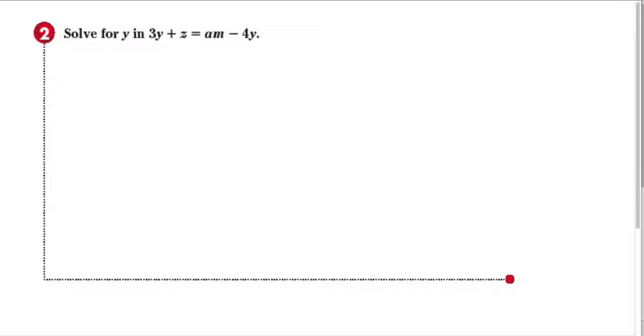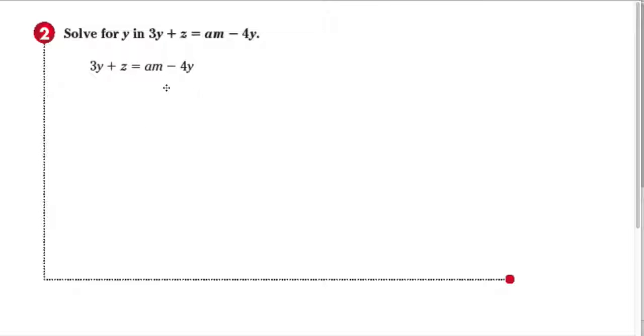Okay, let's take a look at example number 2. Solve for y in 3y plus z equals am plus 4y. Now we have a lot of variables, but we're only asked to solve for y. We have y here and we have y there. First and foremost, let's copy the problem down. We have y's on both sides of the equation, so we need to put them all on one side to be able to solve for y.